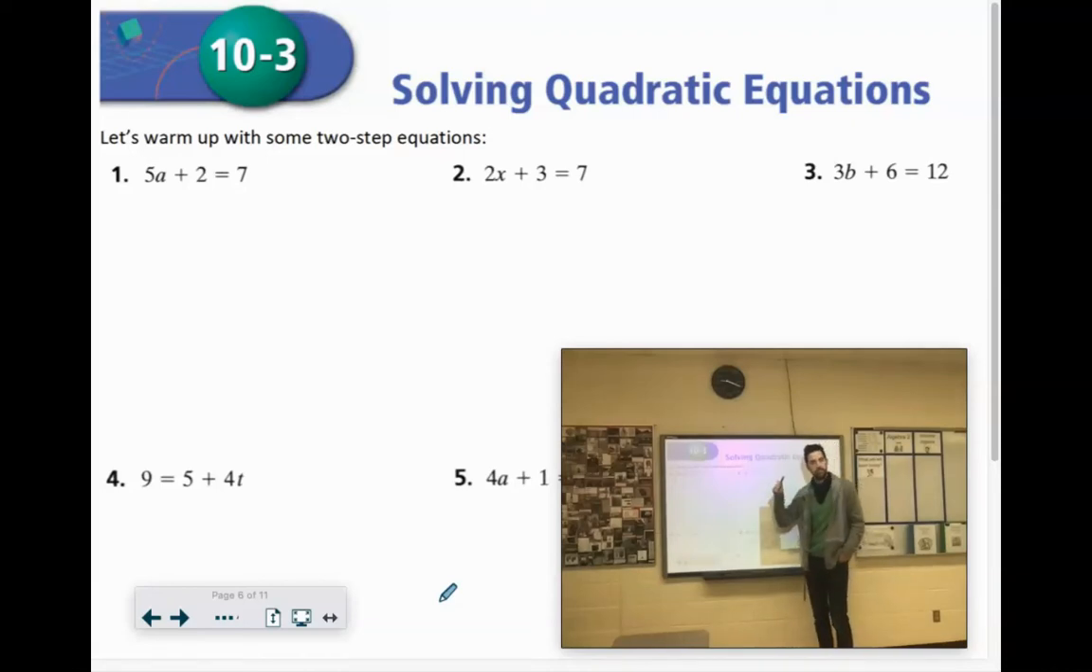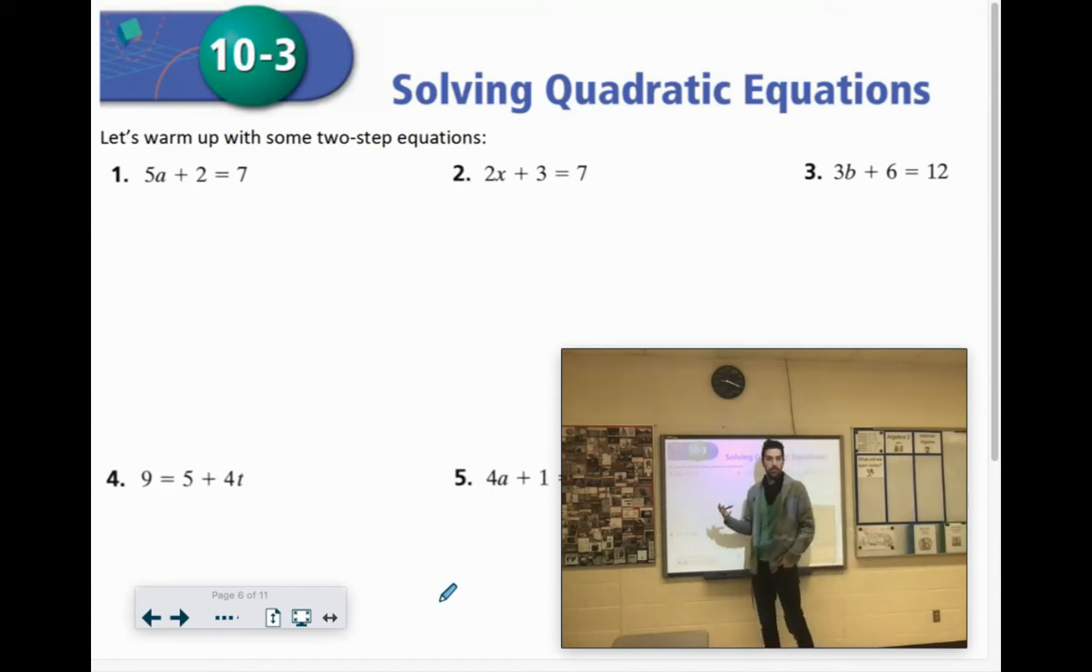Today we're going to start solving quadratic equations. Now, quadratic is really stuff to the second power, right? So if you look, we're going to warm up with some two-step equations and then some multi-step equations. So looking at 5a plus 2 equals 7.